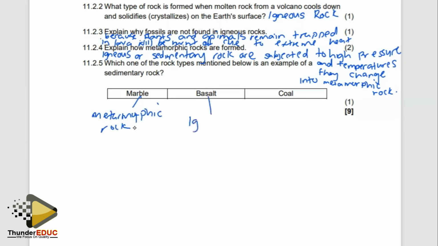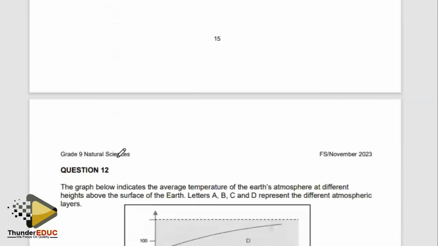Basalt now is igneous rock. Though we always say coal is a fossil fuel, in this case coal becomes the answer because it is formed from a deposit of plant residues and animal residues. So we end up having coal as our answer. So 11.2.5, our answer becomes 4. That's the answer there. We've collected your 9 marks.